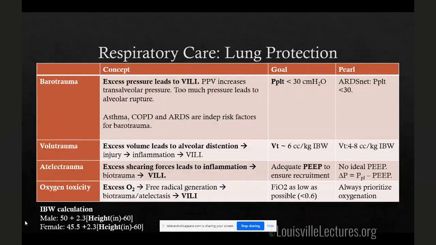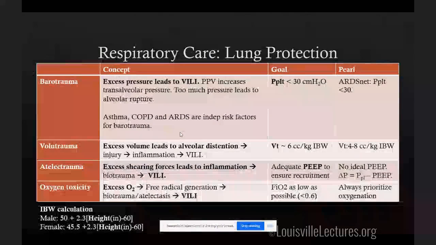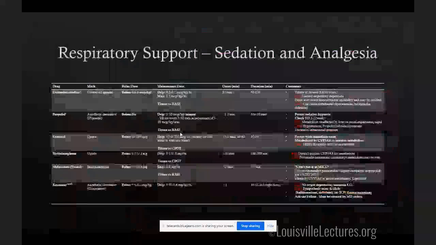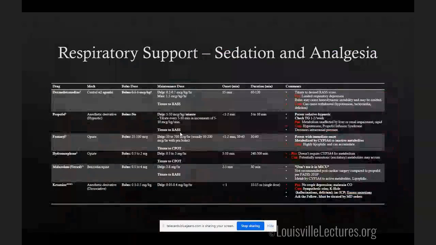And here's the ideal body weight calculation. Notice that it's based on height, and it's based on gender as well. So this is really not for you guys to learn right away.